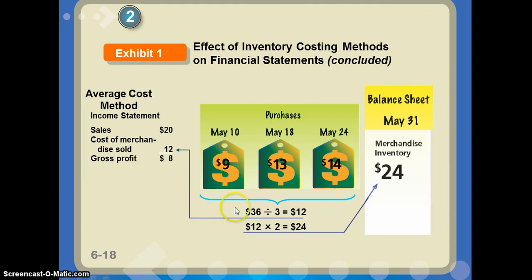Finally, the average cost method, you'll see down here at the bottom, on average they cost $12. That's our cost of merchandise sold, our gross profit. We had 3 items. We sold 1 for $12. The 2 left are $24. So it's going to make a difference on what shows up on the balance sheet because it's an asset.